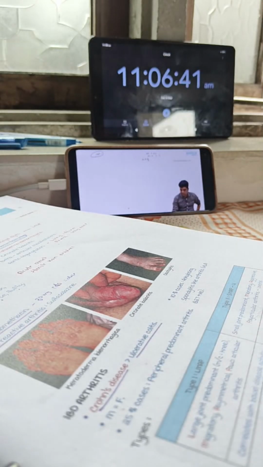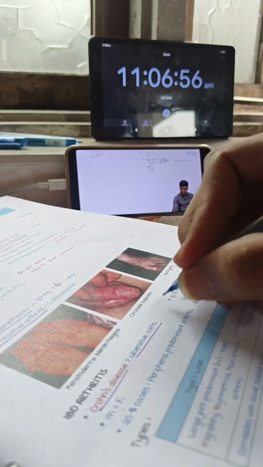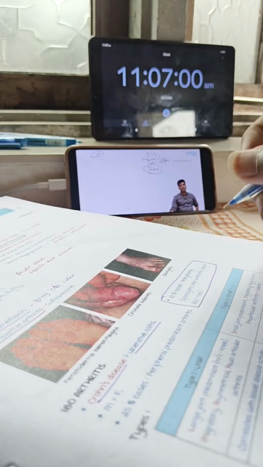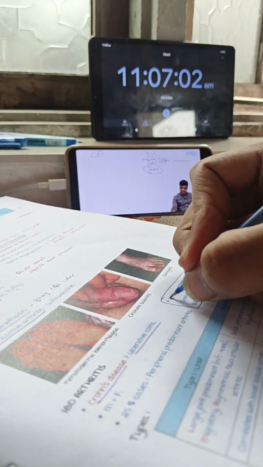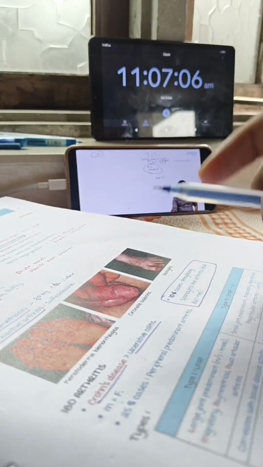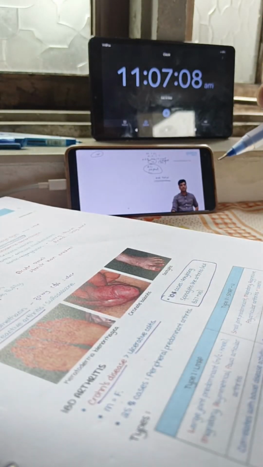HLA-B27 positive people can have an axial arthropathy here. Axial arthropathy, which is very similar to ankylosing spondylitis, but the risk is only 10%. So only 10% of the people have this kind of arthritis. 25% of the population actually are having peripheral arthritis. Only 10% are having ankylosing spondylitis like arthritis. Then we also have to know that anti-TNF alpha is the drug of choice here.